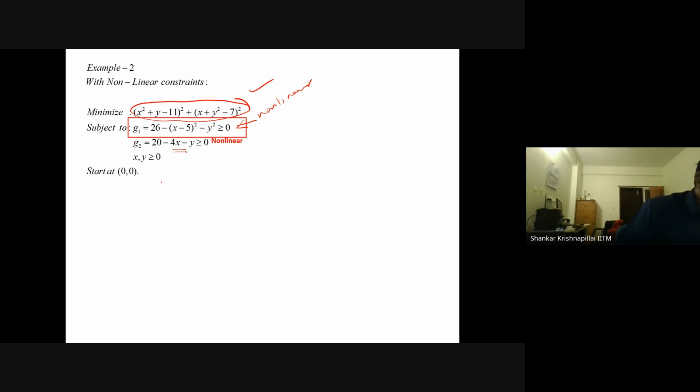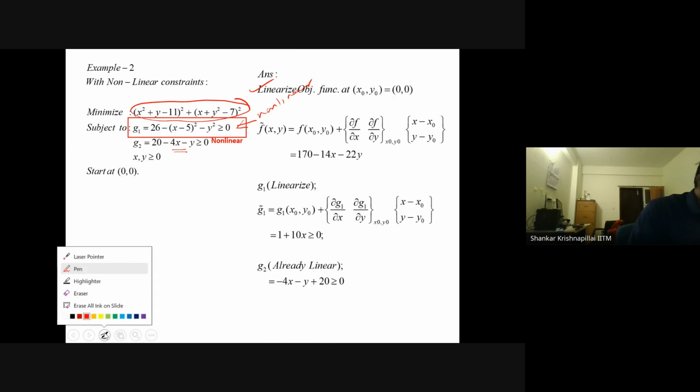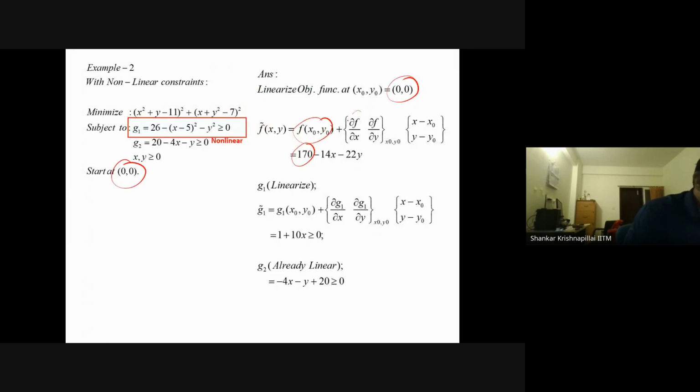Okay, so let us see only the first step of how this will be solved. Okay, so first the objective function has to be linearized at 0, 0. Okay, so at 0, 0, f of x naught, y naught is 170. Then you have to substitute all these things. And finally, you get a simplified answer. So this is the linearized objective function at 0, 0. This has to be linearized because it is non-linear.